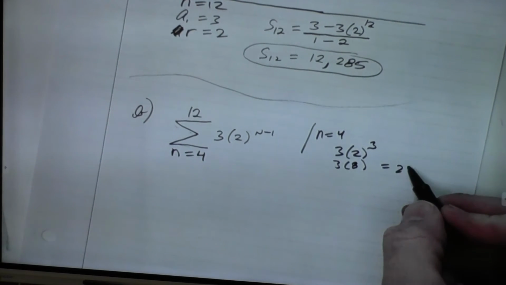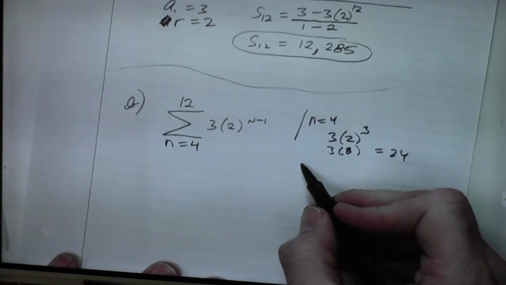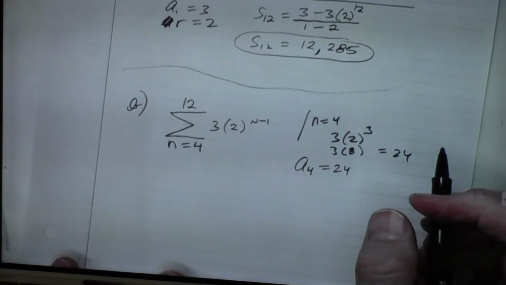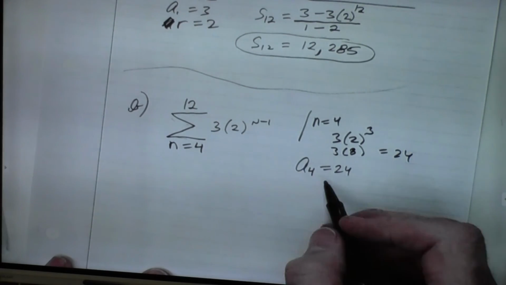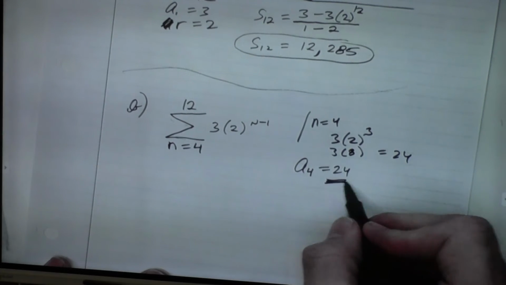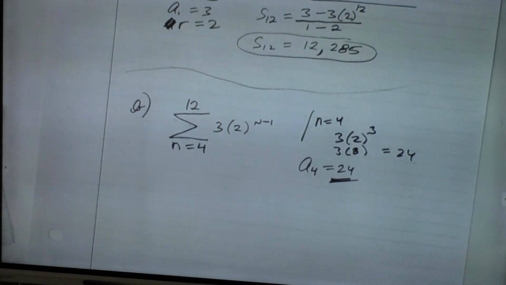So that means it's 24, which I figured out before. Now we've got it written down that the amount at the 4th term is 24. So what we now know is the first term, for us, is going to be 24. And we're going the 4th, the 5th, the 6th, the 7th, the 8th, the 9th, the 10th, the 11th, the 12th. That's 9. 12 minus 4 is 8. Why is it 9 when 12 minus 4 is 8?